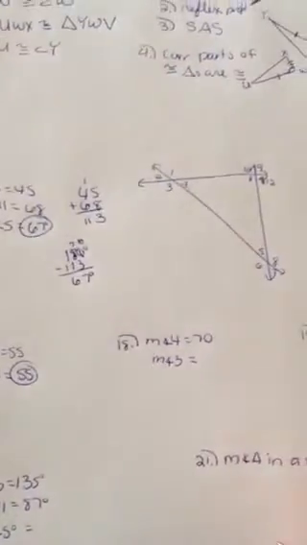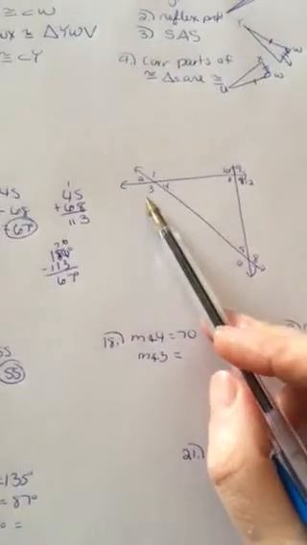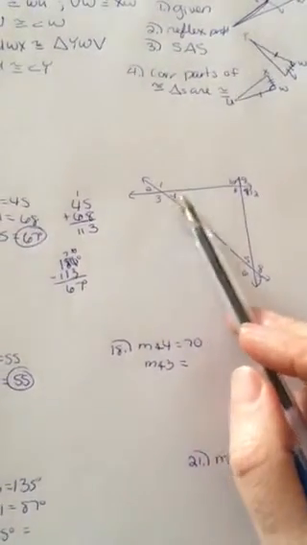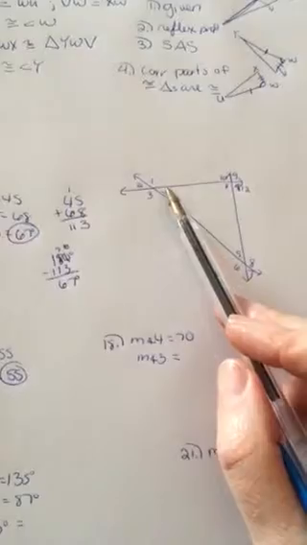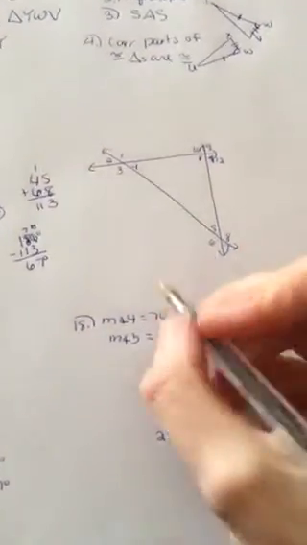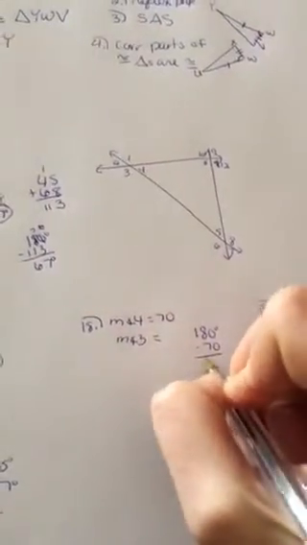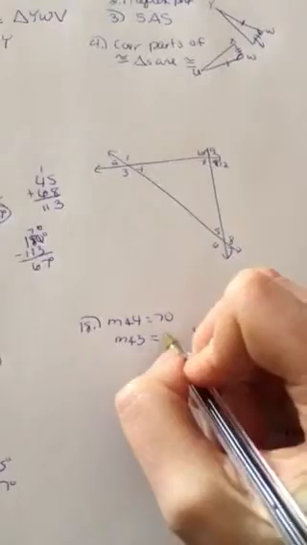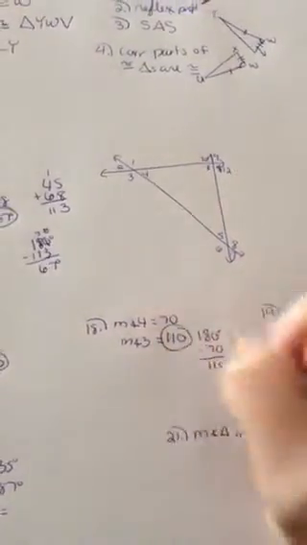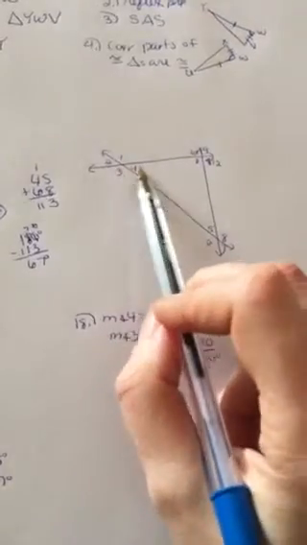Okay. Now they're saying, what if angle 4 is 70? What is angle 3? What's the relationship between these two angles? Well, they form a linear pair. Linear pairs equal 180 degrees when they're added together. So I have 180 minus 70 gives me 110 degrees. So angle 3 is 110 degrees. If I add 110 plus 70, I'll get 180.